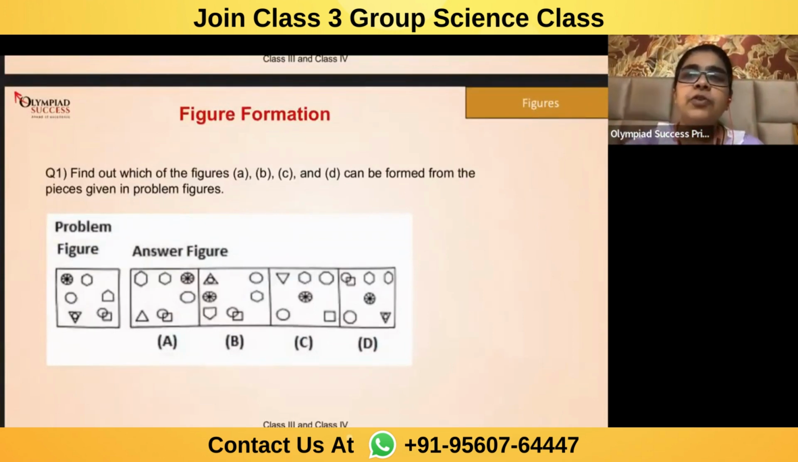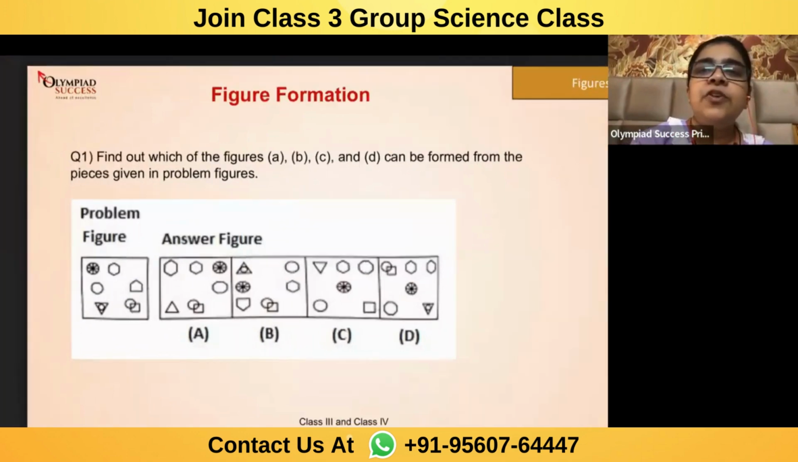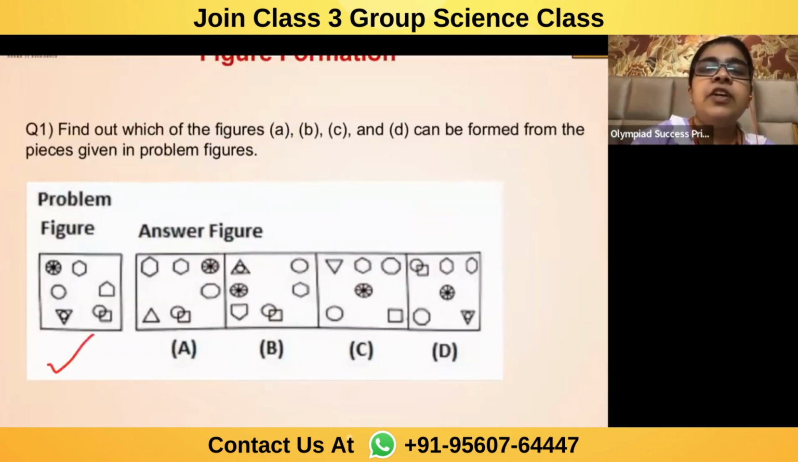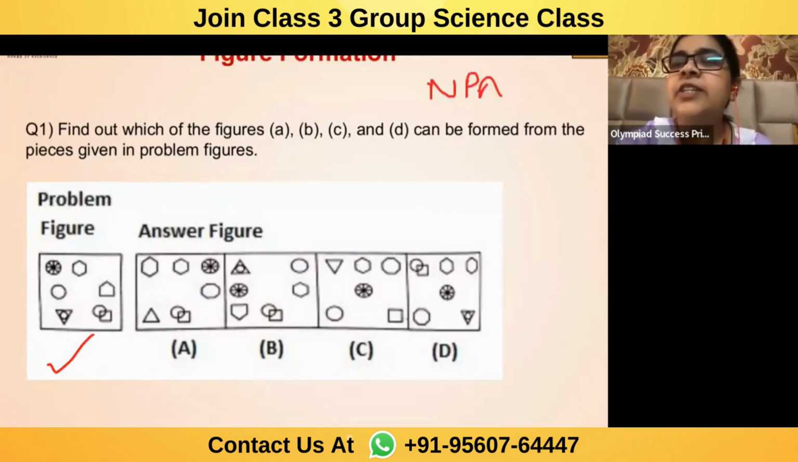Now, what do you have to do in this? Look at the problem figure. I'll just zoom it for you people. Look at the problem figure and find out which of the following options is exactly similar to this. Now here you will use your NPA. Something can be rotated, something can be shifted. But you have to find out using NPA, that is nearest perfect answer.